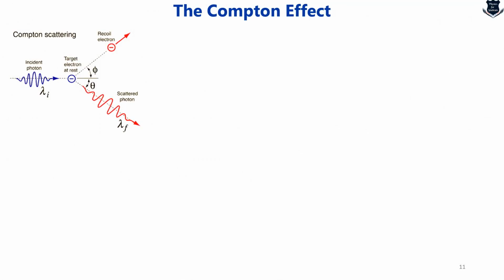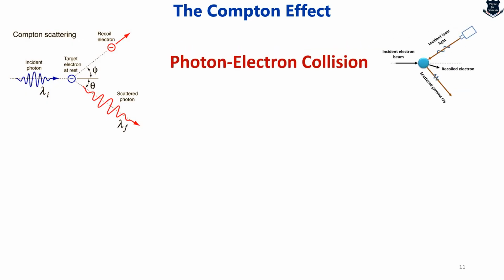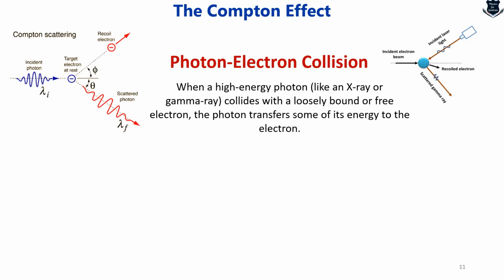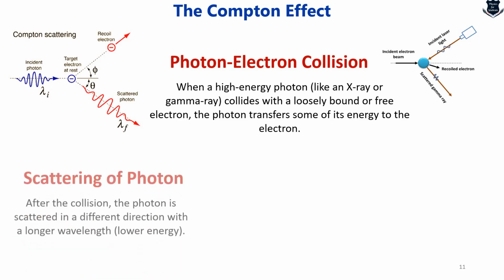I will keep the illustration on the left-hand side so that you can visualize better. Step number 1 is called the photon-electron collision. When we shine a high energy photon like an X-ray or a gamma ray, it collides with a loosely bound or free electron, and the photon transfers some of its energy to the electron. The Compton effect first showed that if we shine a high energy photon, it collides with a loosely bound electron which is supposed to be at rest, and the photon transfers some amount of energy to the electron.